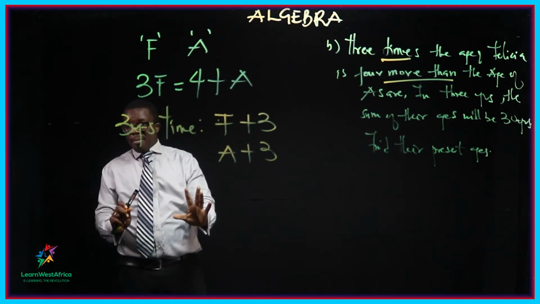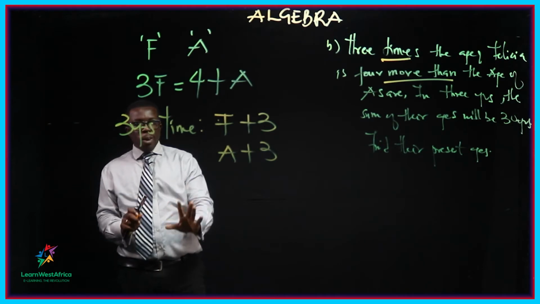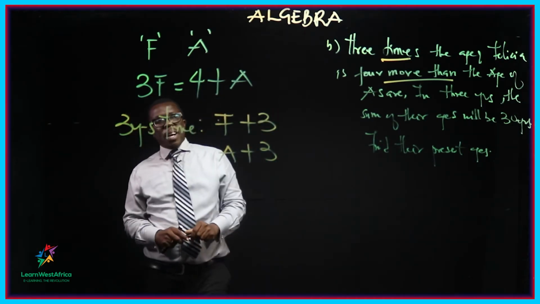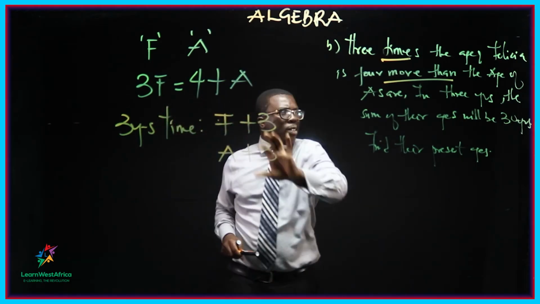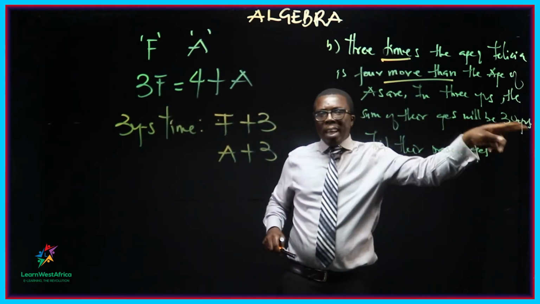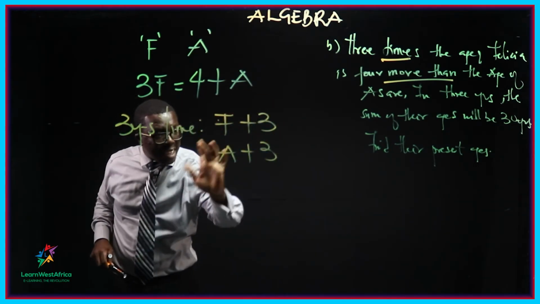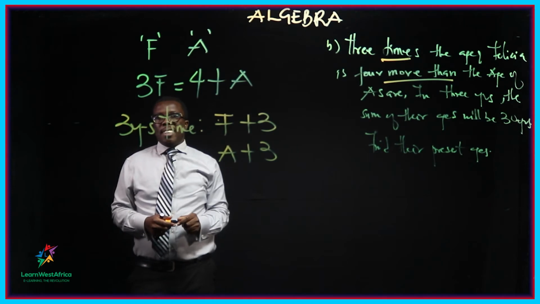So in 3 years time, Felicia will be F plus 3 and Asari will be A plus 3. And in 3 years time, the sum of their ages will be 30 years.